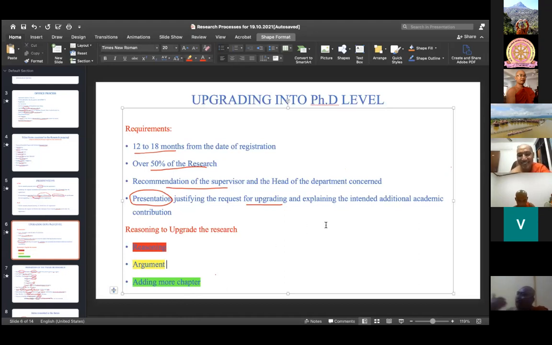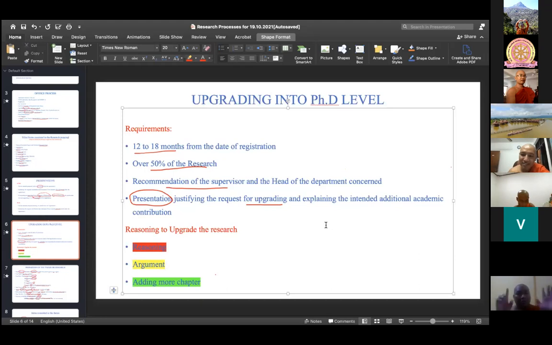For example, if you are doing your research about Sila, so far I have discussed Sila only in a theoretical way. But in a practical way, I also want to discuss Sila. Therefore, in the 5th chapter and 6th chapter, I will explain the practicality of Sila. Therefore, my research should be upgraded in that way. You can give a reason to upgrade your research. You don't have to do these 3 things.